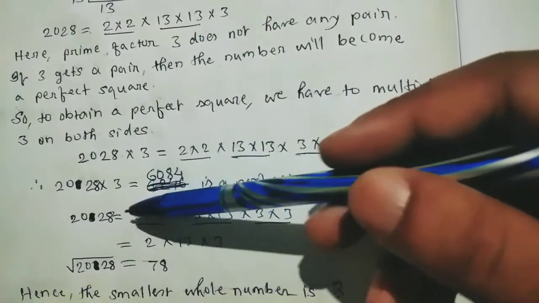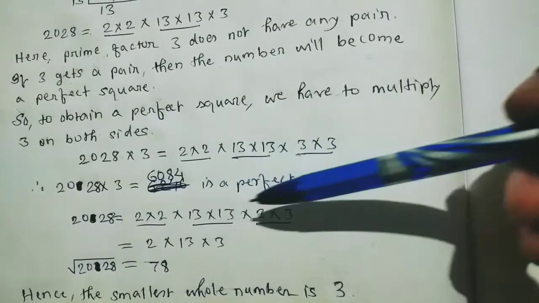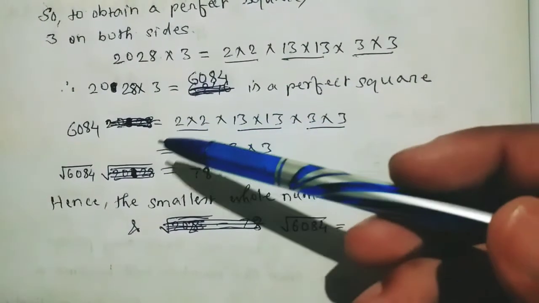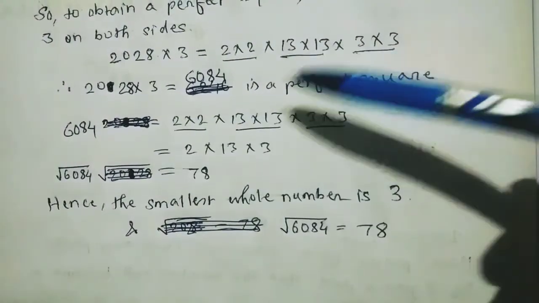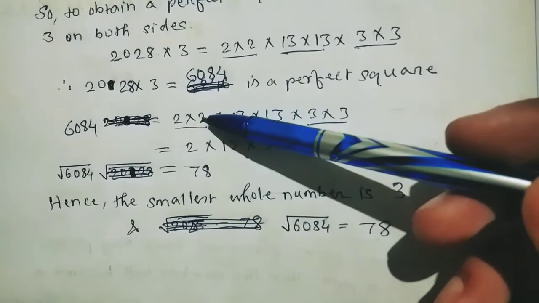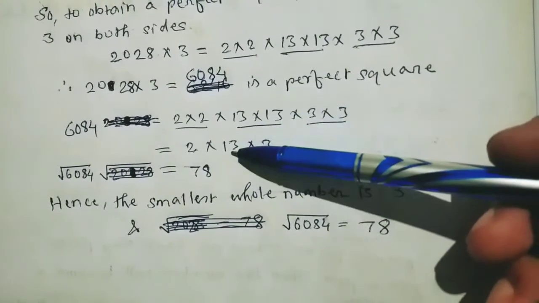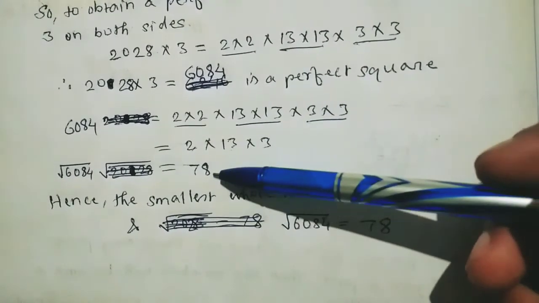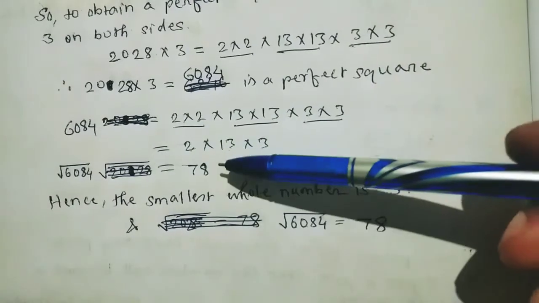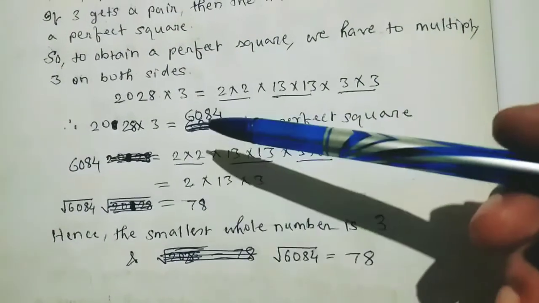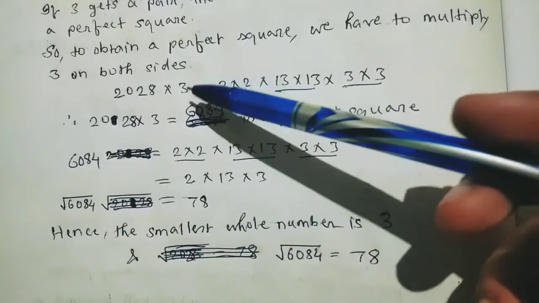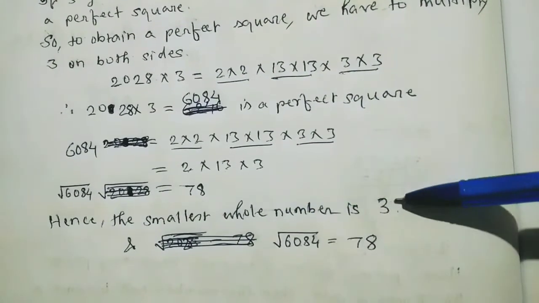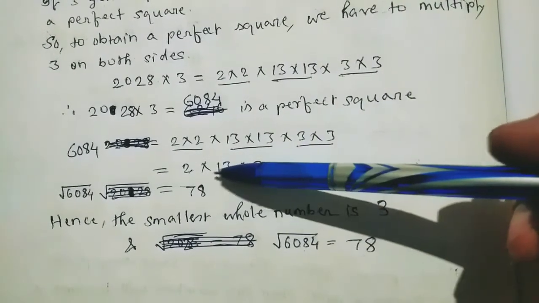Now again we will find the square root of this. We'll break this 6084 into prime factorization. For this 2, 1 time 2, for this 13, 1 time 13, and for this 3, 1 time 3. So when you multiply, we are getting 78. So the square root of 6084 is 78. So hence here the smallest number is what? 3, because we have multiplied 3 with this number to make it a perfect square. So the smallest number is 3 and the square root of this perfect square is 78.